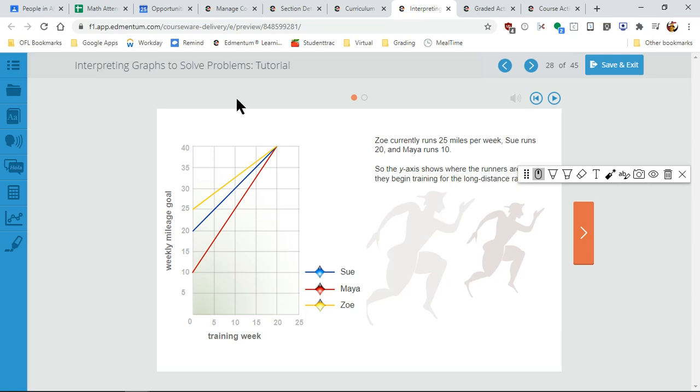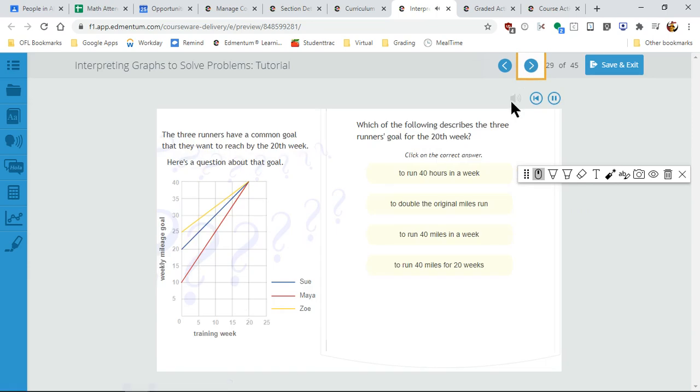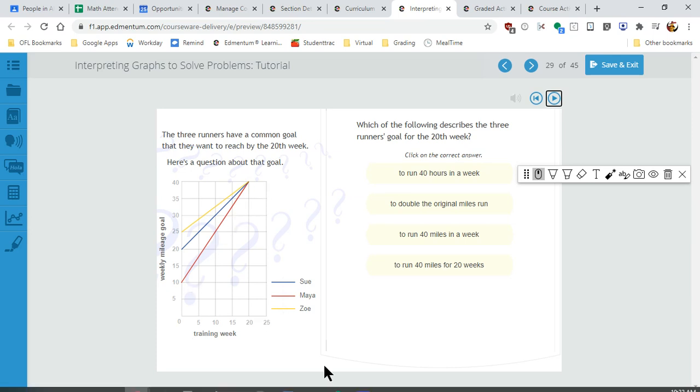So now we're talking about Zoe. Zoe's this person right here. She runs 20 miles. Y-axis. So we're just going to compare Zoe and Maya, it looks like. Here, they have a common goal by week 20. Basically, Maya's going to have to increase her workout a lot more than Zoe is.